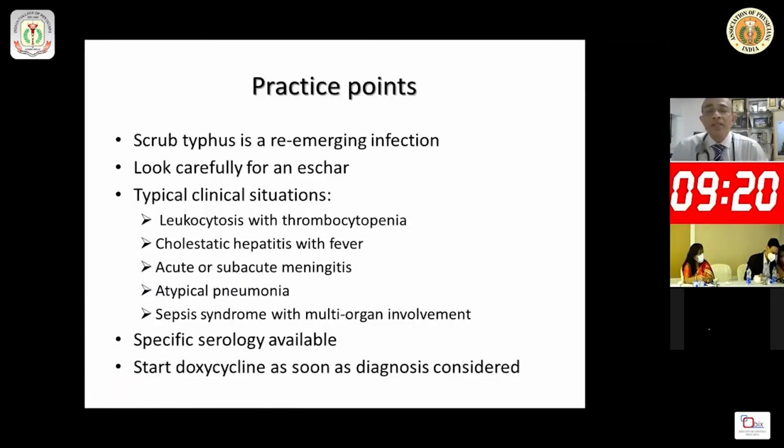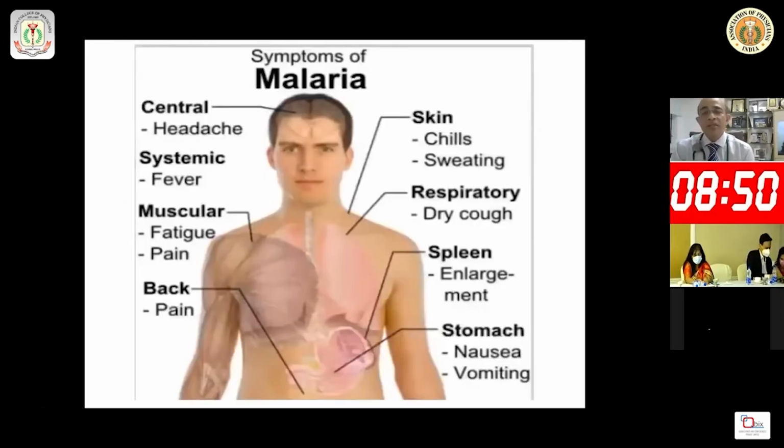The practice points for scrub typhus would be, it is a re-emerging infection and always look for an eschar. Typically, it presents with leukocytosis, thrombocytopenia, a cholestatic hepatitis and fever, and sometimes even a subacute meningitis. Atypical pneumonia with interstitial infiltrates are seen, and sometimes it may present with fulminant sepsis with multi-organ failure. Fortunately, all you need is one dose of doxycycline and the patient dramatically improves. Serology is useful, and if in doubt, always start doxycycline.